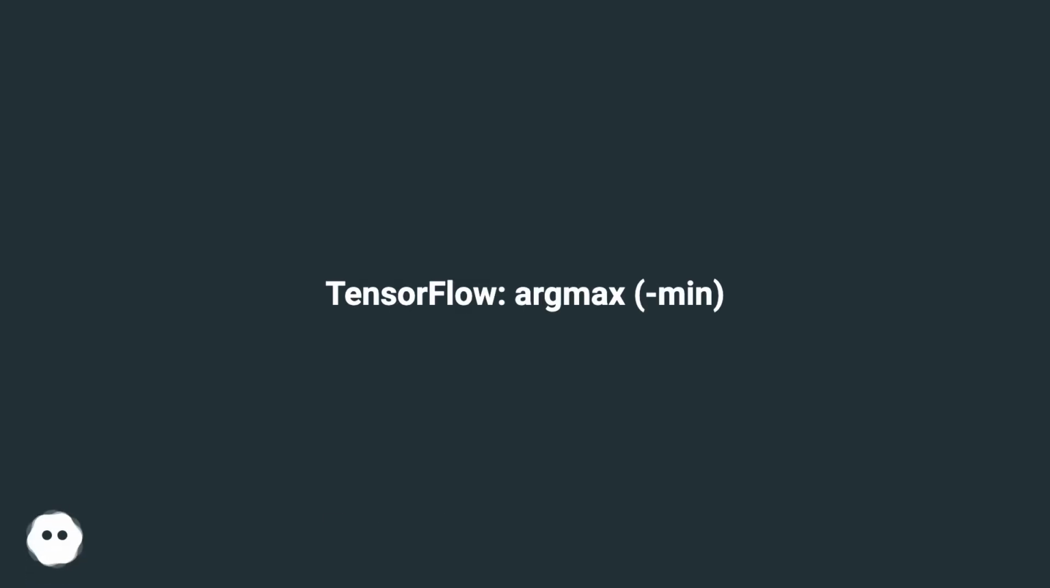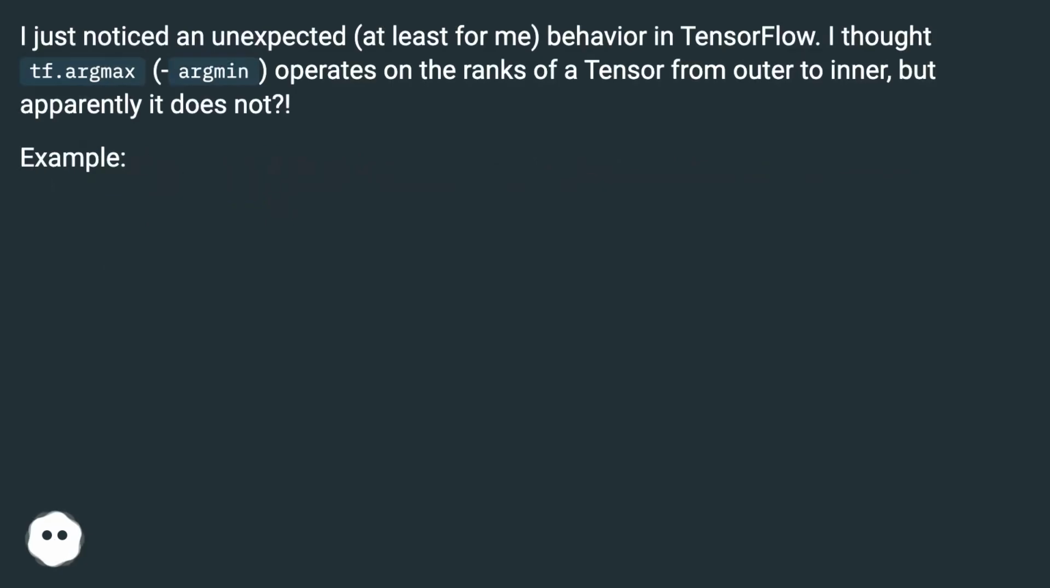TensorFlow, argmax, argmin. I just noticed an unexpected, at least for me, behavior in TensorFlow. I thought tf.argmax, argmin operates on the ranks of a tensor from outer to inner, but apparently it does not. Example.